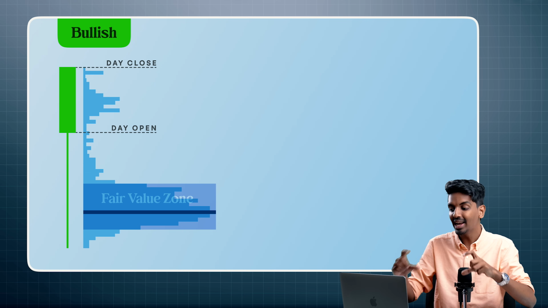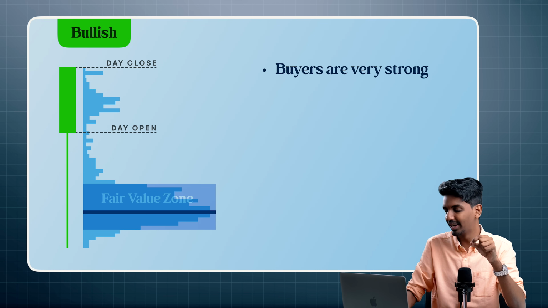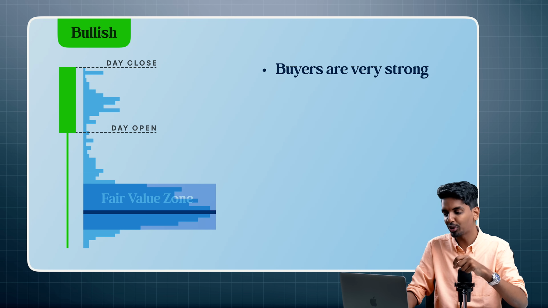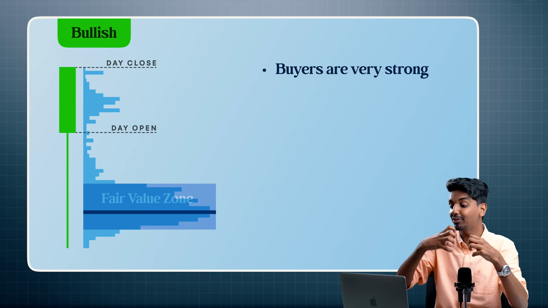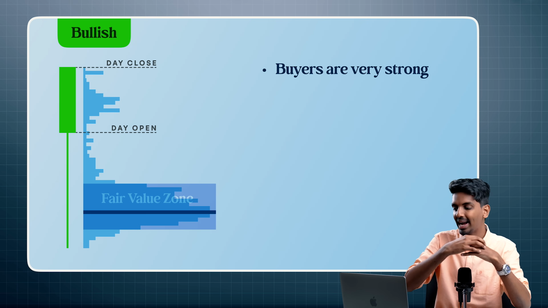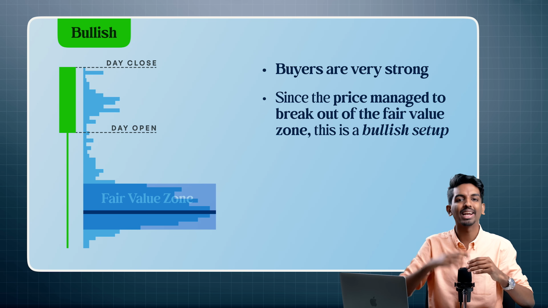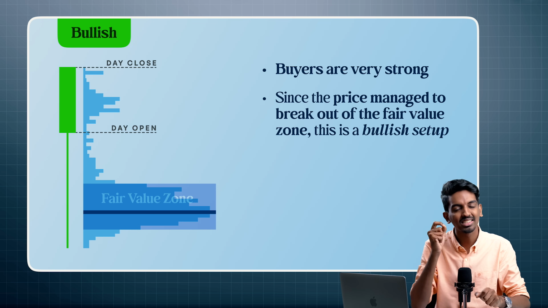Most trades are happening at the lower level of the day. It shows that the buyers are very strong here. You can see that the fair value of this candlestick is somewhere near the bottom, but the price managed to move up or break out of this gravitational pull of the fair value and it closed above the level. So again, because the price moved out of the gravitational level and closed above this fair value, we can call this a bullish candle.